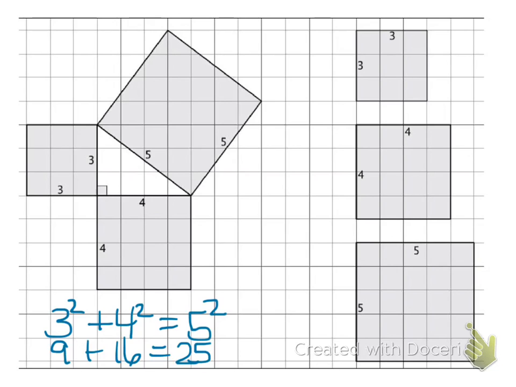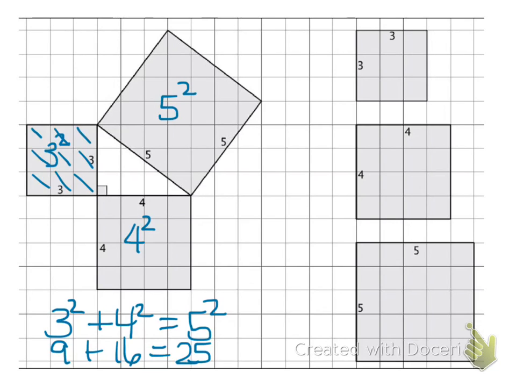But if we think of it as an area model of the Pythagorean theorem, here's 3 squared, right? 3 times 3 is 9. I've got 1, 2, 3, 4, 5, 6, 7, 8, 9, an area of 9. This is my 4 squared, and this is my 5 squared.